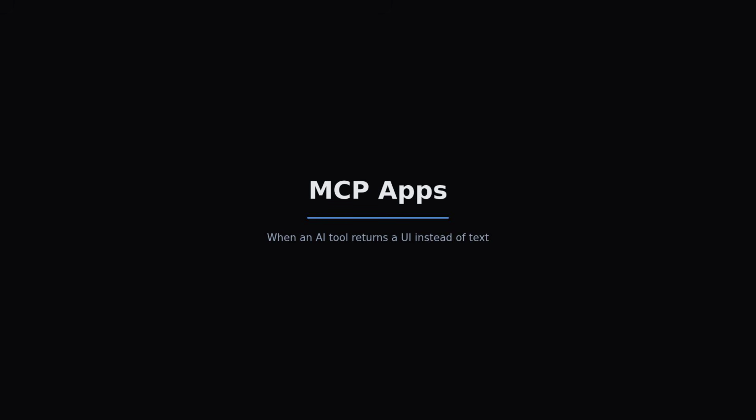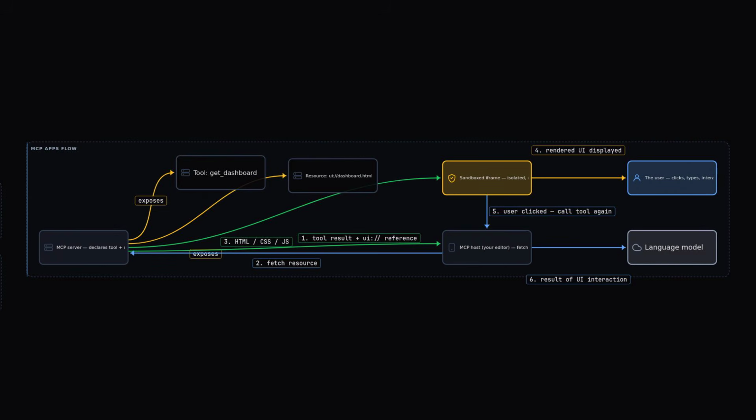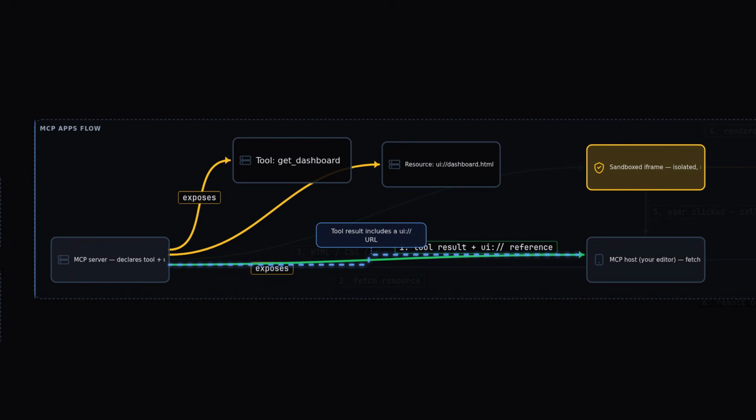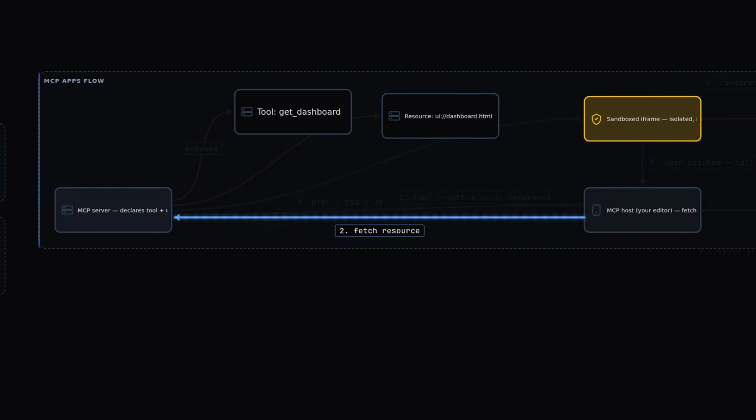4 steps, 1 iframe. Here's the MCP Apps flow end-to-end. Server on the left, host in the middle, iframe inside the host, user on the right, model alongside. Step 1, the model calls a tool, same as always. The server runs its logic, queries the database, fetches the numbers, but its response includes a reference to a UI resource, a UI URL. Step 2, the MCP host, your editor, sees the reference and fetches that resource from the server, a plain resource read, the same primitive from episode 2.